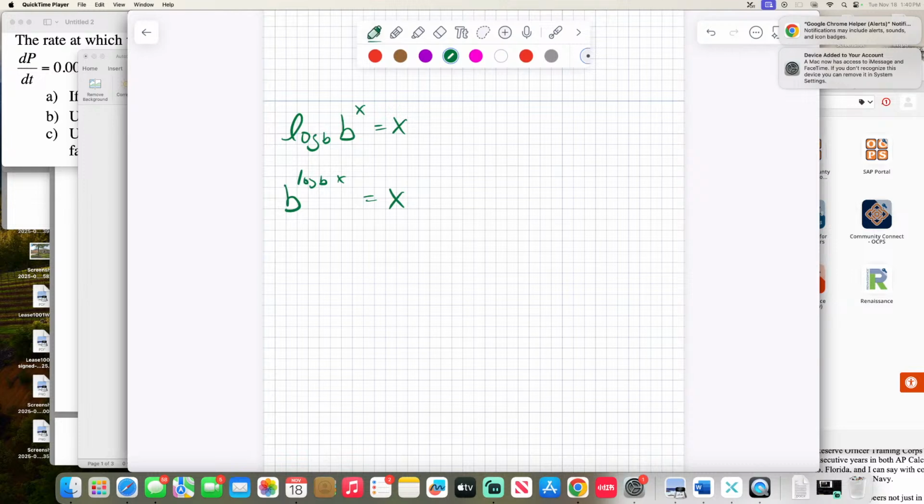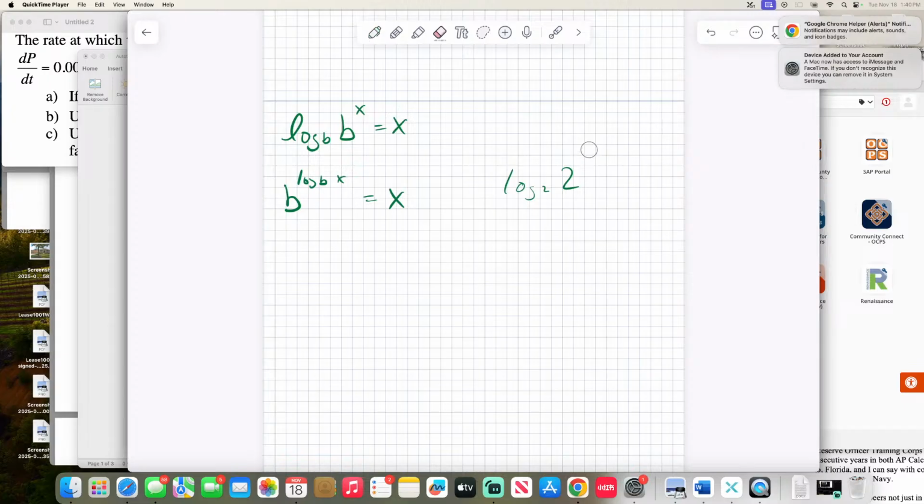Okay, so just think about it. If I have log base 2 of 2, what is log base 2 of 2? That means 2 to which power is 2, right? So it's 1. Imagine there was an x, it'd just be 1x.